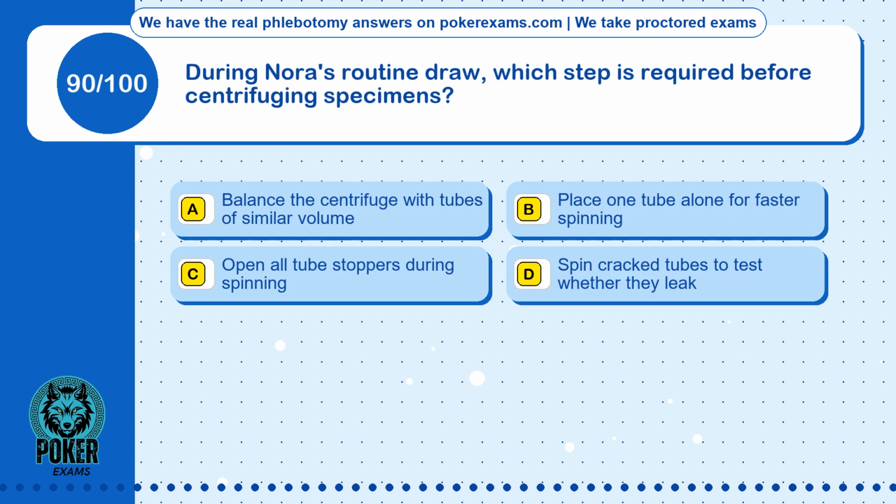Question 90. During a routine draw, which step is required before centrifuging specimens? Option A, balance the centrifuge with tubes of similar volume. Option B, place one tube alone for faster spinning. Option C, open all tube stoppers during spinning. Option D, spin cracked tubes to test whether they leak.